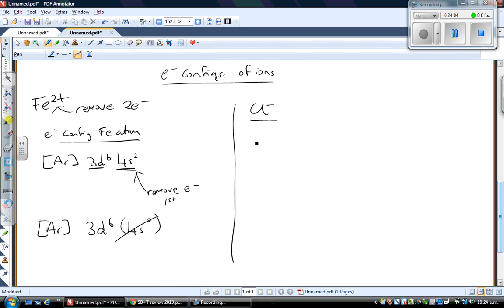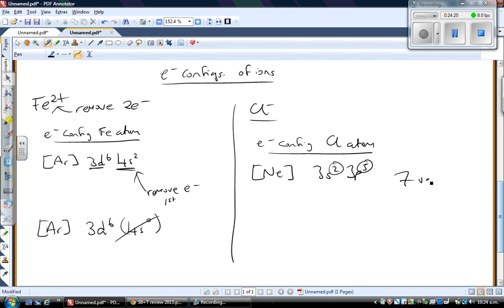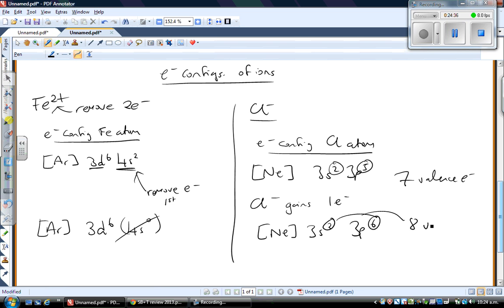And chloride's quite straightforward. The electron configuration for a chlorine atom, first of all, is everything as far as neon, 3s2, 3p5. You can see there, if you add up the 2 and the 5, it has 7 outer shell electrons, 7 valence electrons. It needs 1 more, so chloride gains 1 electron, in which case the electron configuration is everything as far as neon, 3s2, 3p6. And there you can see now you have your 8 valence electrons.